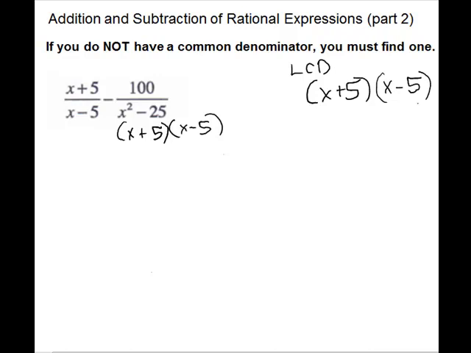So this means that we are going to need to work on the first fraction. We will multiply it by x plus 5 over x plus 5. The second fraction is good. It already has the denominator we want. So I'm going to go ahead and just keep this denominator.